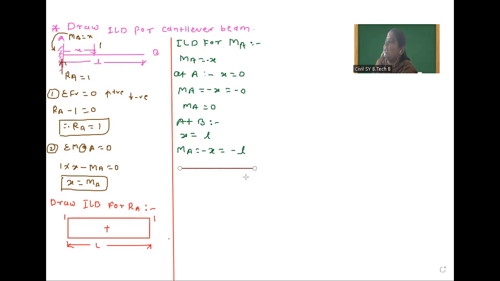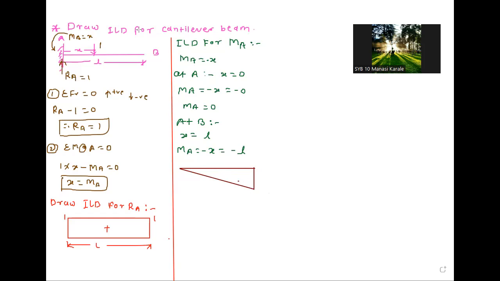Now at A point the value of MA is 0 and at B point the value of MA is minus L. That means this goes below baseline, and after that you have to join by inclined straight line. Why are we connecting by inclined straight line? Because here you observe x is raised to power 1. If x is raised to power 1, at that time the connection is an inclined straight line.